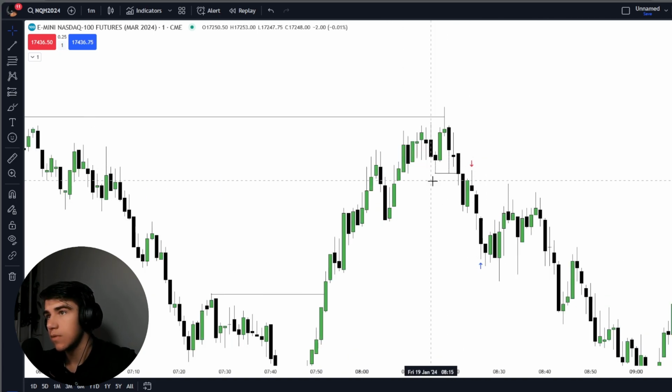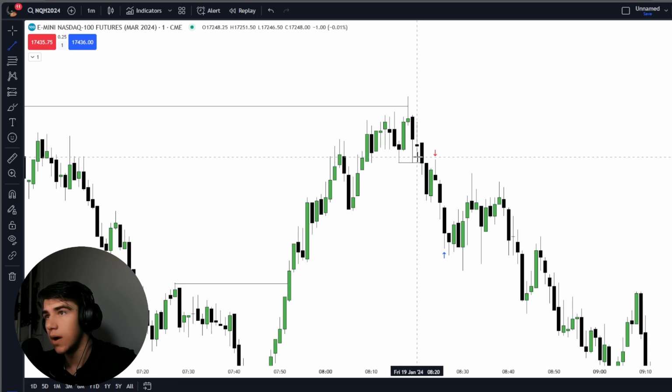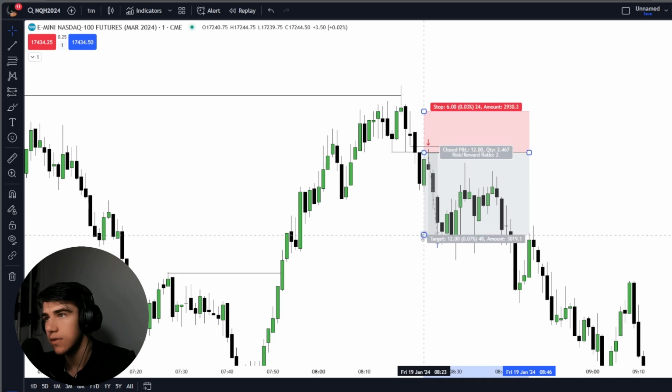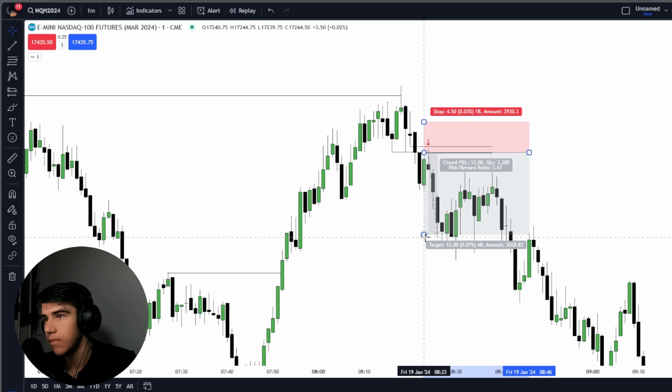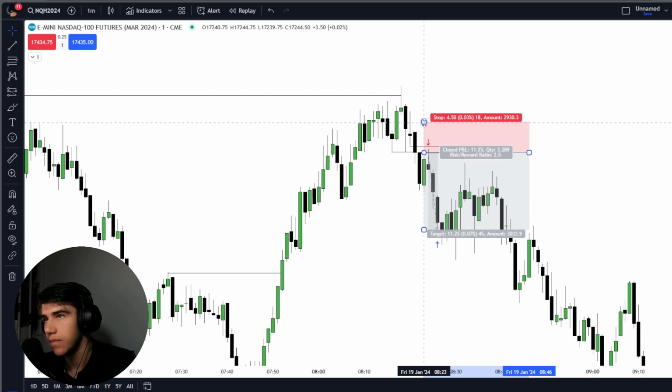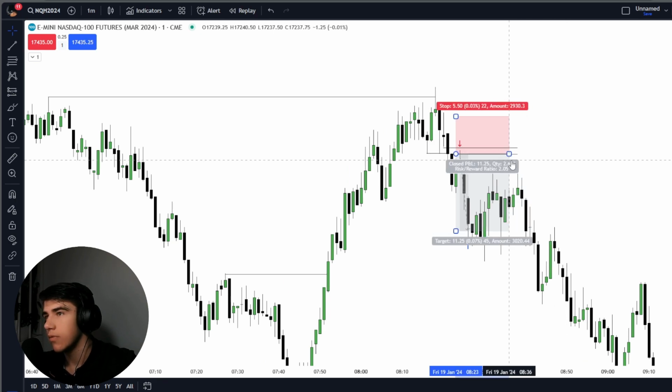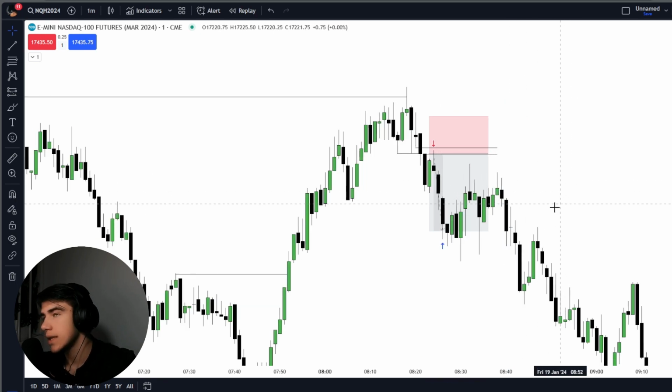So this was a unicorn model entry, right? We have a breaker block here, and then we have a fair value gap, which is exactly where I placed my entry. Now, I was going for a 1 to 2 on this trade, so about here is where my stop was a bit shorter, and it looks something like this, right? Now, the reason for this is that I did not like the price action today.